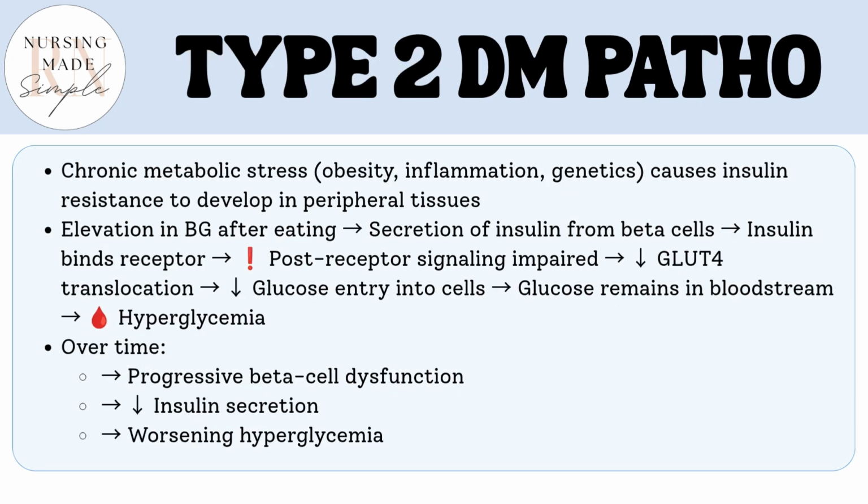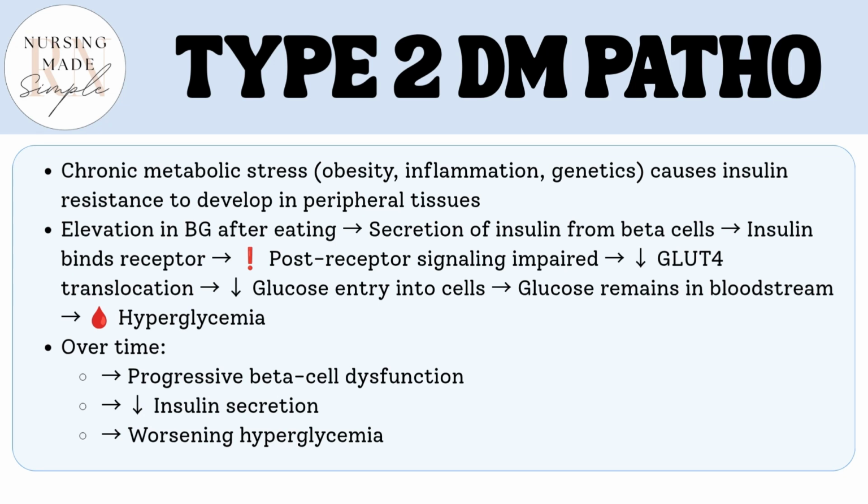All right, now type 2 diabetes pathophysiology. Chronic metabolic stress, such as obesity, inflammation, or genetics, causes insulin resistance to develop in peripheral tissues. So, blood glucose is increased after eating. This causes the secretion of insulin from the beta cells. Insulin travels and binds to the receptors.